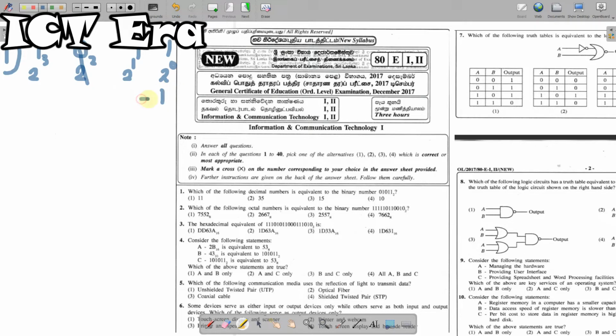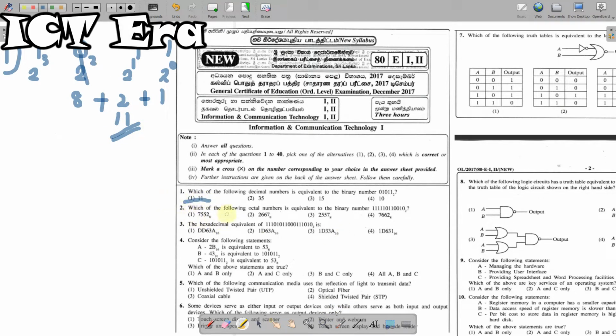So 2 to the power 0 is 1, plus 2 to the power 1 is 2, then 2 to the power 3 is 8. So the total value is 11. So the answer is the first one, 11.